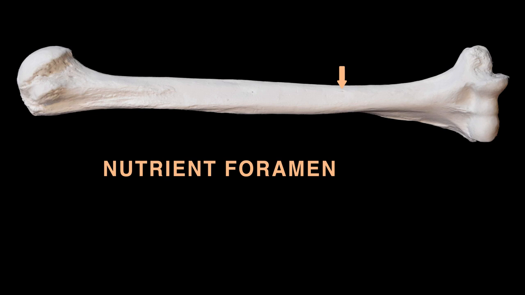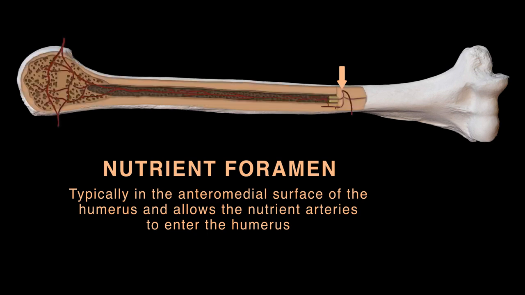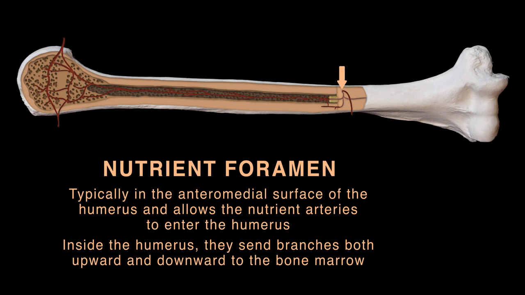The nutrient foramen is hard to see on this model. It's located in the anteromedial surface of the humerus and allows the nutrient arteries to enter the humerus. Inside the humerus, they send branches both upward and downward to the bone marrow.